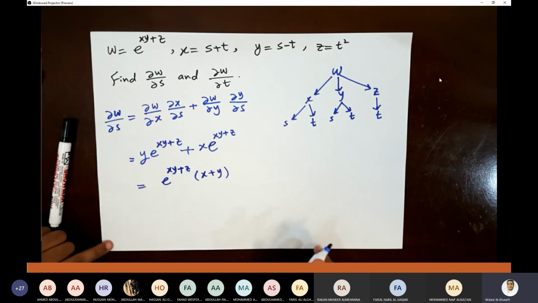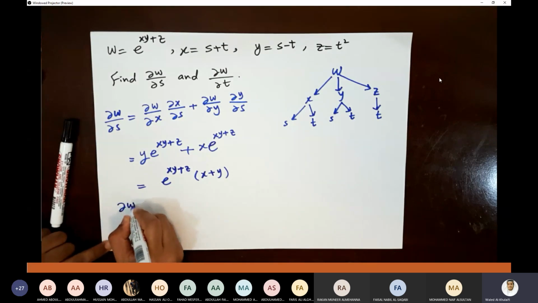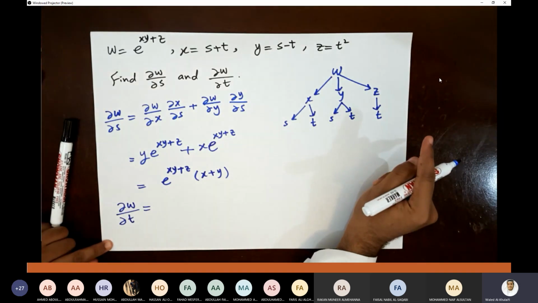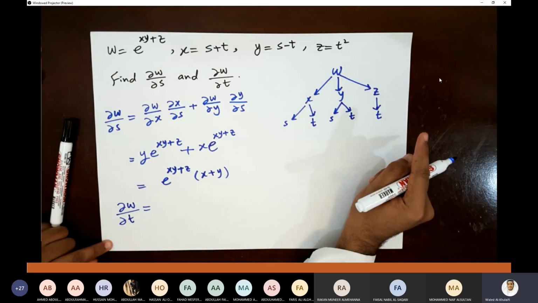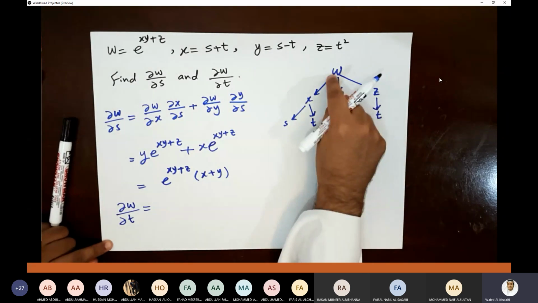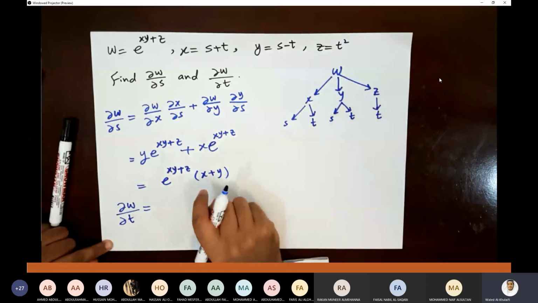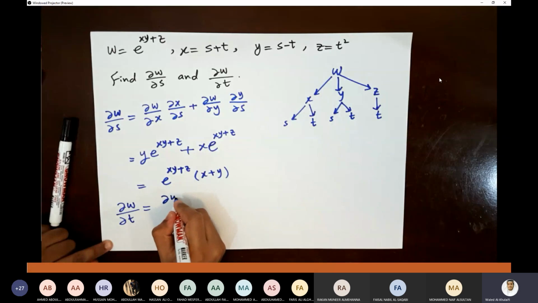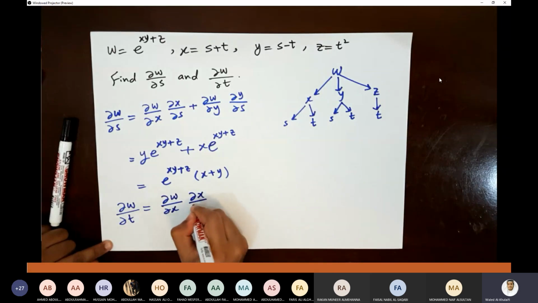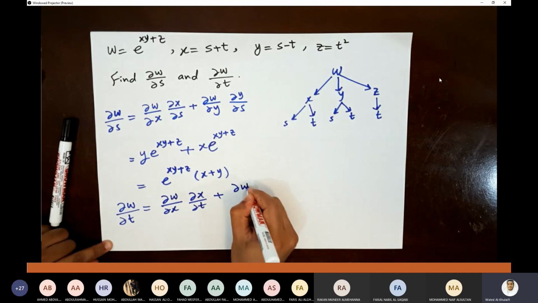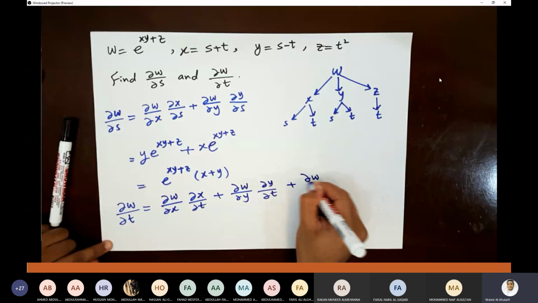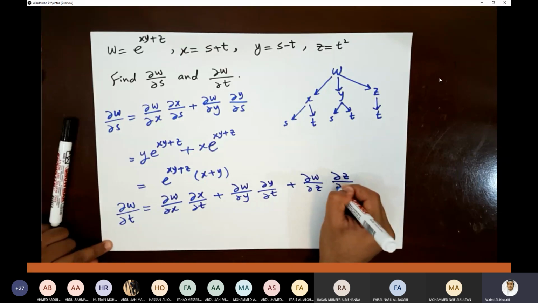Now partial W by partial T. Now how many ways can I get from W to T? How many ways can I go? 3. Okay, very good. Yeah, 3 ways. So we have 1, 2, 3. That means I have 3 terms. So the first way I can do it here, partial W by partial X times partial X by partial T, plus partial W by partial Y times partial Y by partial T, plus partial W by partial Z times partial Z by partial T.